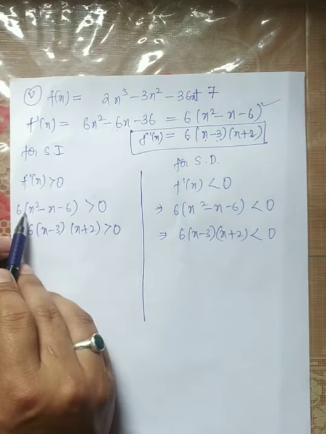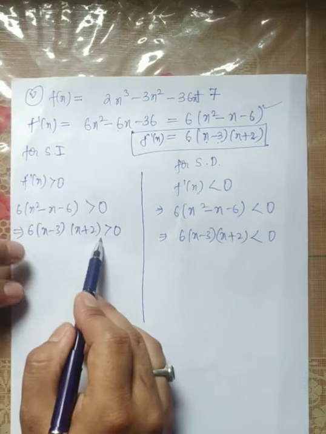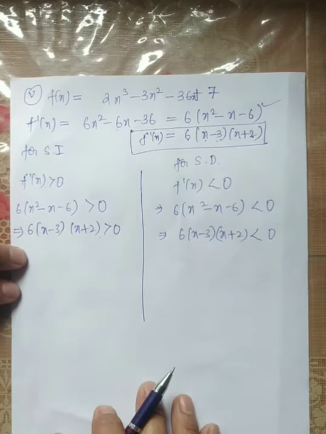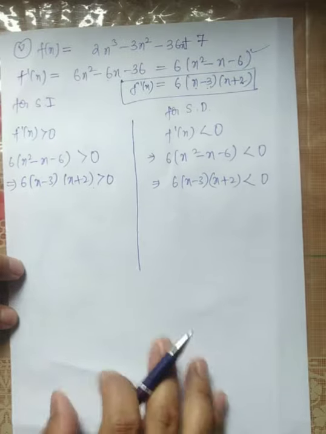So this is greater than 0, and for strictly decreasing, this. Okay, now I need to find the range. Now this is very important. For both of these I'll do it at the same time. Okay, let's do this one first.